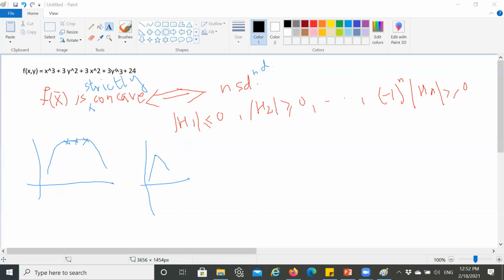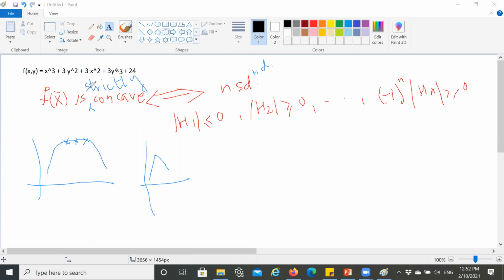So this is the definition that I needed to tell you. If it's a strictly concave function, then any local minimum that the function returns while solving the necessary and sufficient conditions would definitely be equal to the global minimum or maximum.